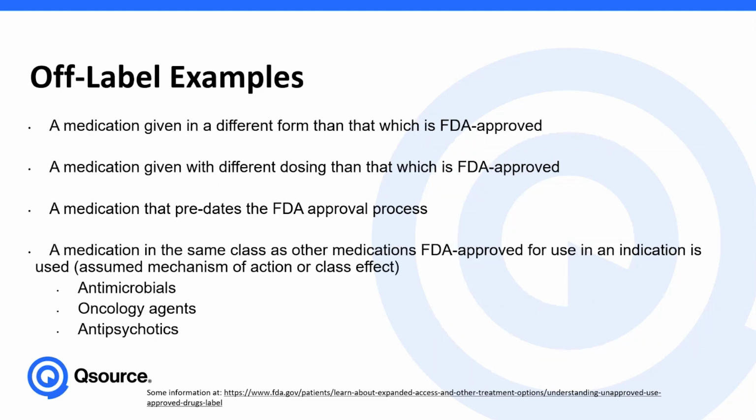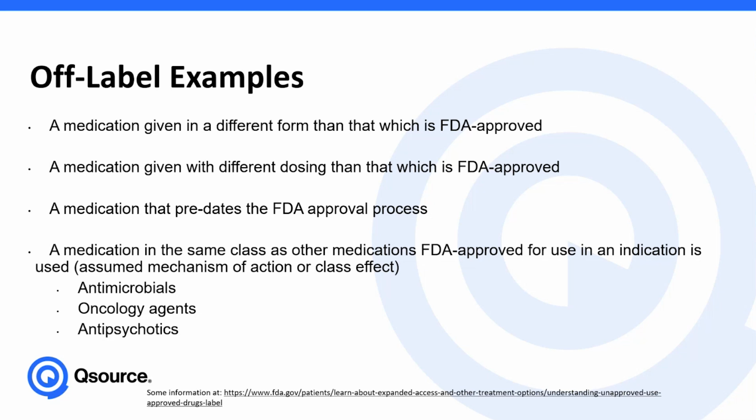So here are some off-label examples. The medication is given in a different form than that which the FDA has approved. So the FDA approves maybe an oral tablet, and there's some kind of transdermal application that is used. The medication is given at a different dosing than that which the FDA approved. So we're treating schizophrenia, the FDA evaluated up to 200 milligrams, for example, and we're going to use 300 milligrams. That would be off-label.